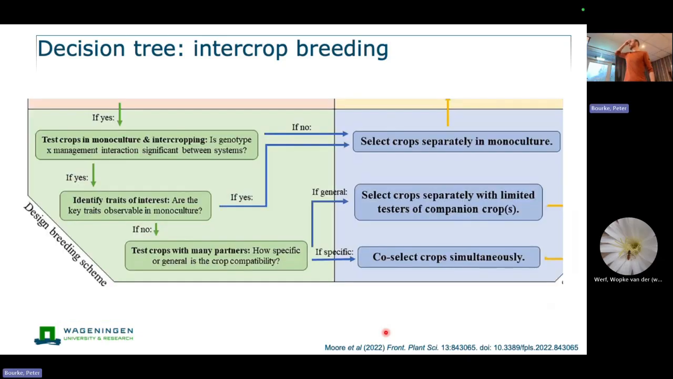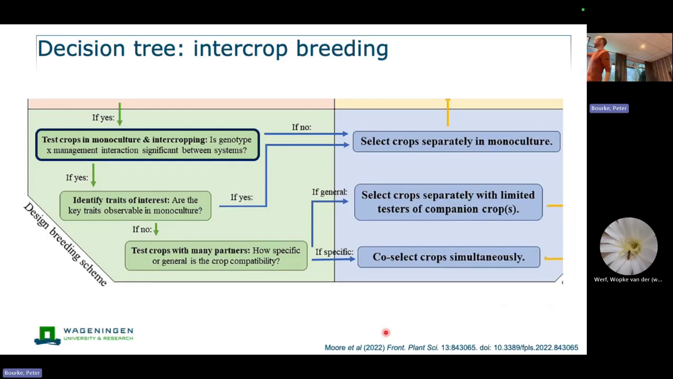Okay, if we move to this green quadrant, and this is about designing the breeding schemes. Again, we have a number of questions posed by the authors here. And the first is regarding testing your crops in monoculture and in intercropping. So it's fairly simple. We have varieties of, I don't know, sugar beet, wheat, maize, whatever the crop is, and we can trial them in our monoculture system. We can also trial them in an intercrop. And if we pick up a significant genotype times management interaction, then according to these authors, it's one of the measures for whether we should pursue a breeding strategy or not.